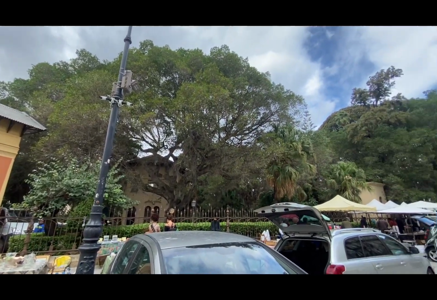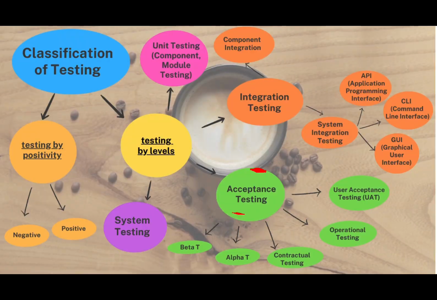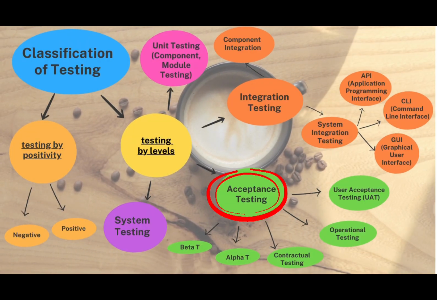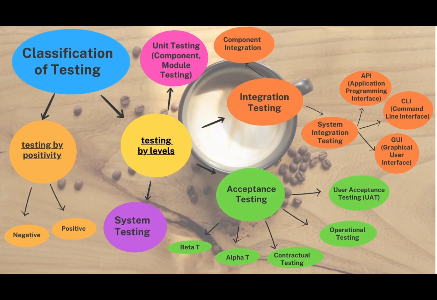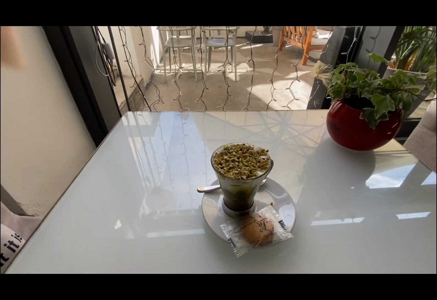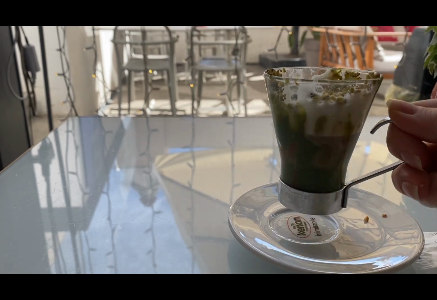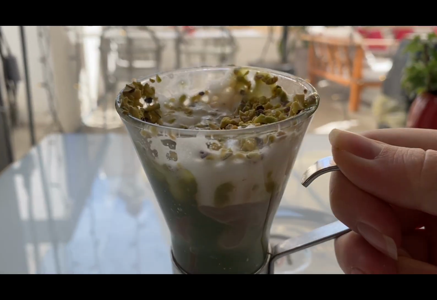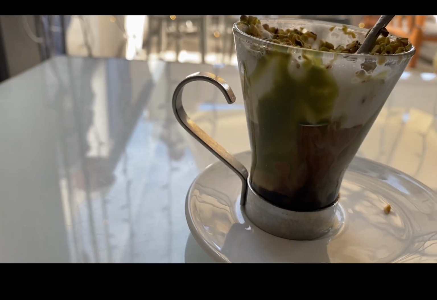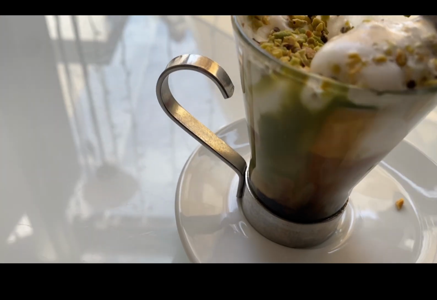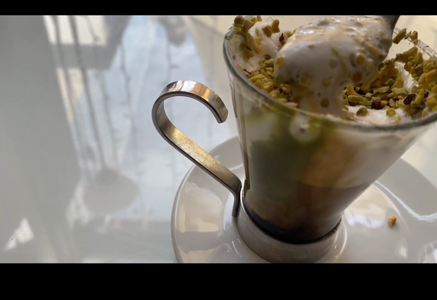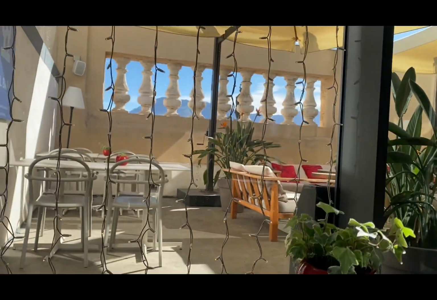And now let's see a description of acceptance testing. It says: check if the coffee with milk foam, pistachio sprinkles and chocolate meets customer expectations and coffee standards. Example: have coffee staff and possibly customers taste the coffee, providing feedback on taste, presentation, and overall satisfaction.